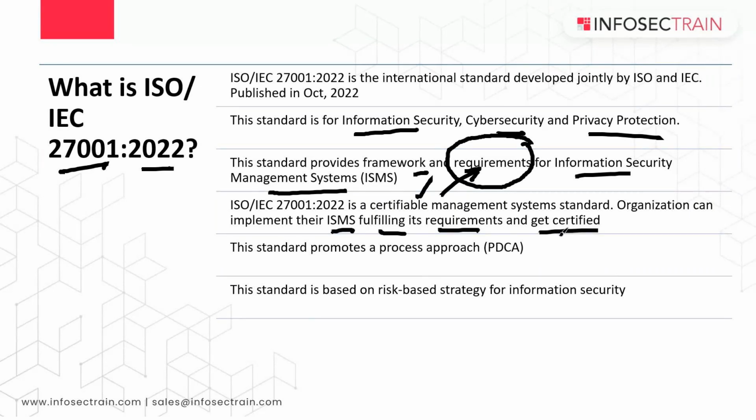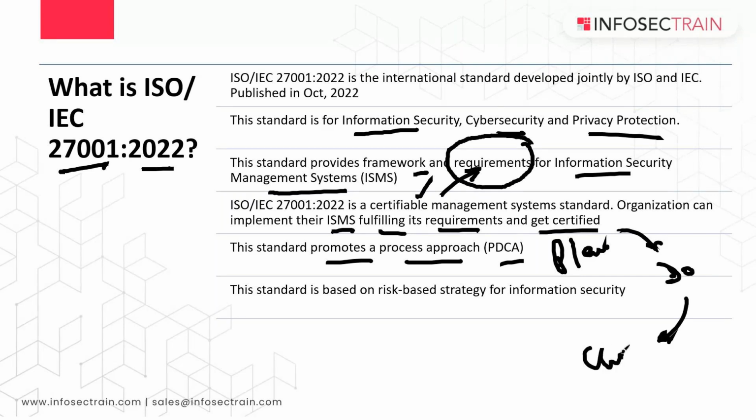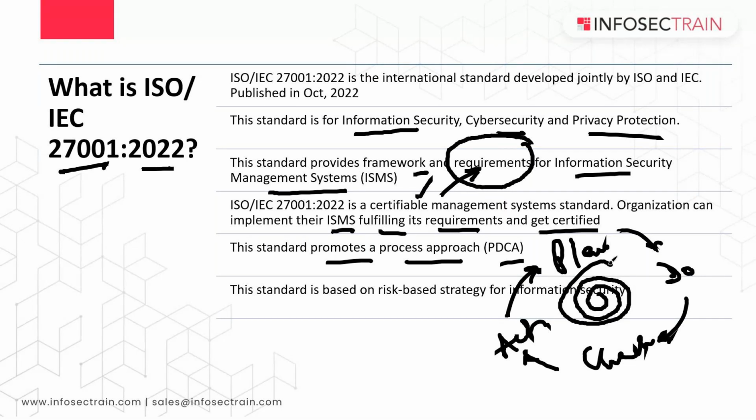The standard promotes a process approach, PDCA based: plan, do, check, act, and go back to the planning stage, improve your plan, improve your operations, still monitor, still identify the gaps, still take corrective actions, and then again go back. So this is an ongoing cycle. That is the approach. And when this cycle is taken by any organization, it leads to continual improvement.